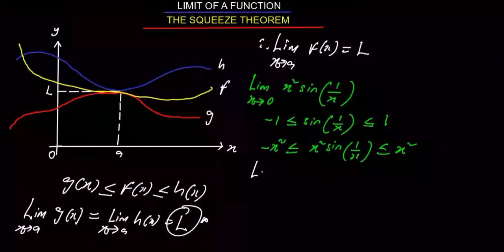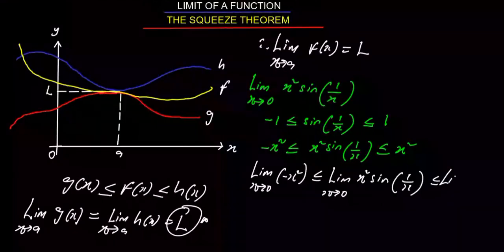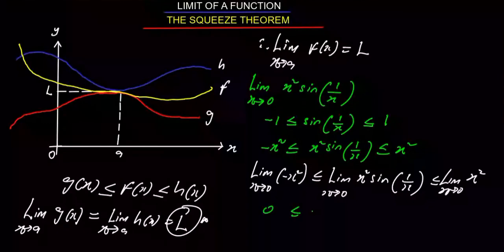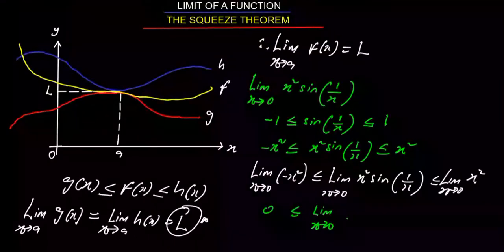Therefore, I have the limit as x tends to 0 of negative x squared less than or equal to the limit as x tends to 0 of x squared sine 1 over x less than or equal to the limit as x tends to 0 of x squared. Now, don't bother about this. Answer this question. What's the limit as this one tends to 0? My answer will be 0 less than or equal to the limit as x tends to 0 of x squared sine 1 over x less than or equal to this, which will give us 0.